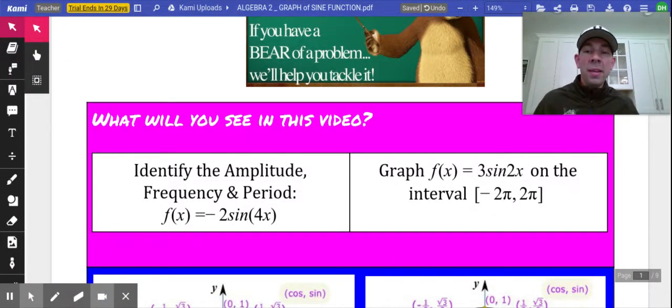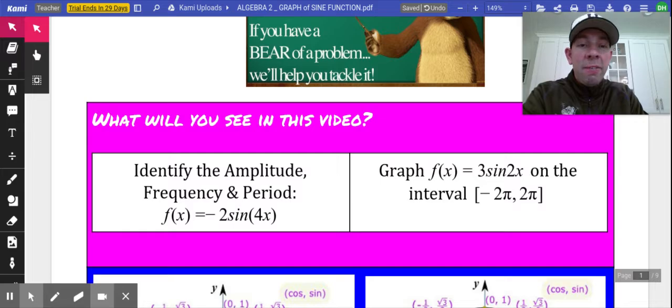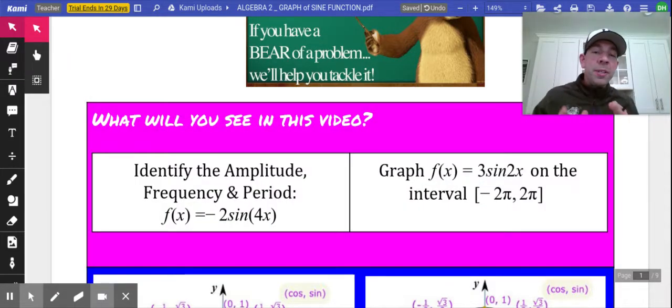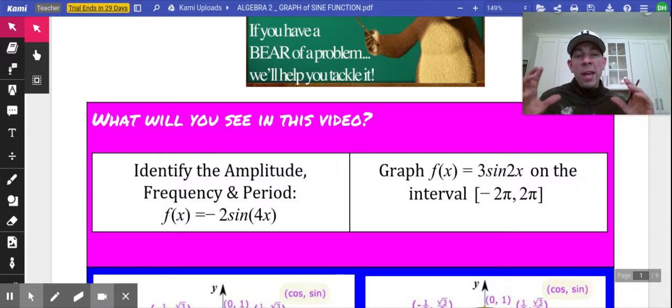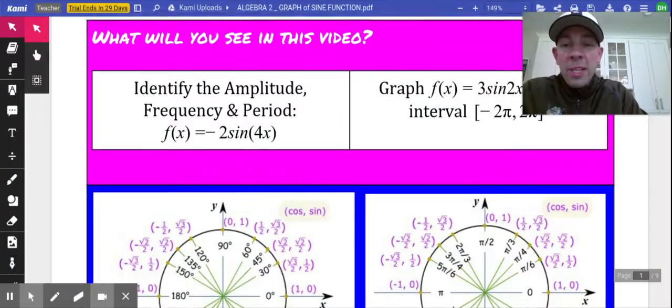What's that going to mean when we get to graphing them, and then eventually graph things like f of x equals 3 sine of 2x. And I like to focus on the domain negative 2 pi to 2 pi. Sometimes we talk 0 to 2 pi. I think if we can do negative 2 pi to 2 pi, then we can really do anything. And so we're going to take a look at that.